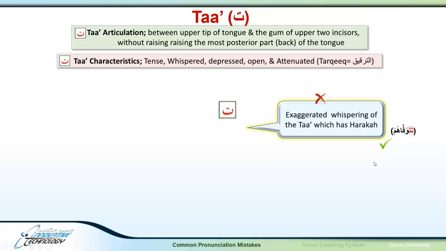The right way of pronouncing it is like this: تتوفاهم and not تتوفاهم. So you need to avoid exaggerated whispering during the haraka state for the ta.